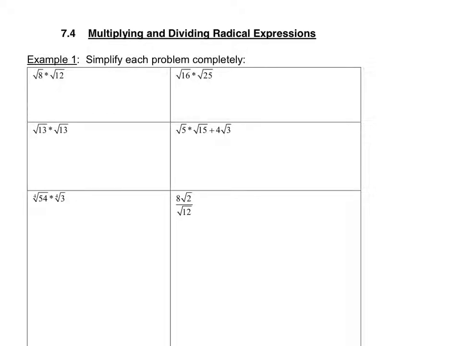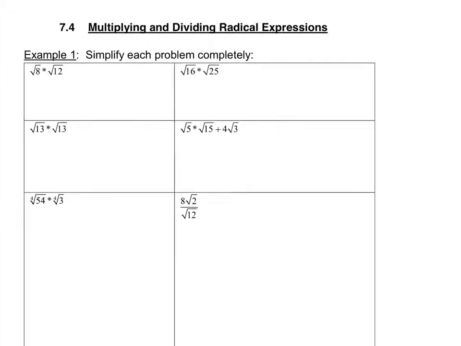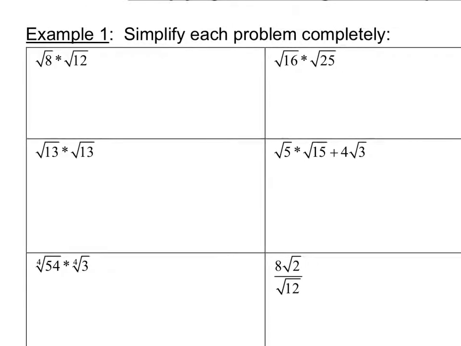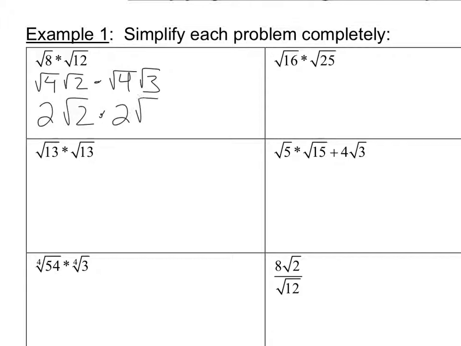Alright, so today's goal is multiplying and dividing radical expressions. It says simplify each completely. Okay, so neither of these two are perfect squares, but I can break this one into square root of 4 times square root of 2, and square root of 4 times square root of 3. So this is 2 square root of 2 times 2 square root of 3, which is 4 square root of 6.